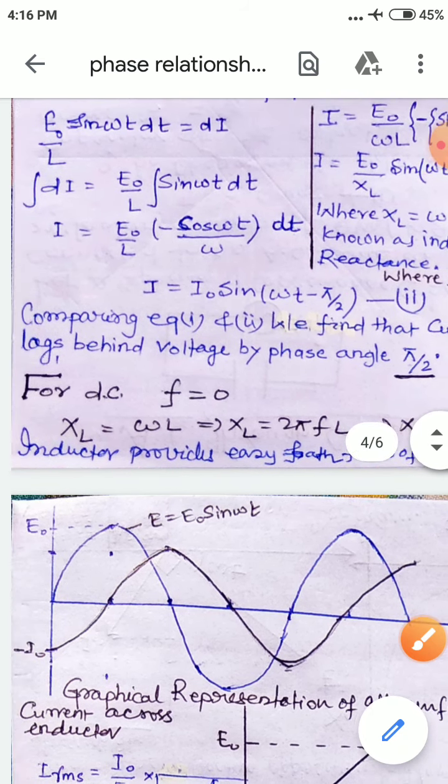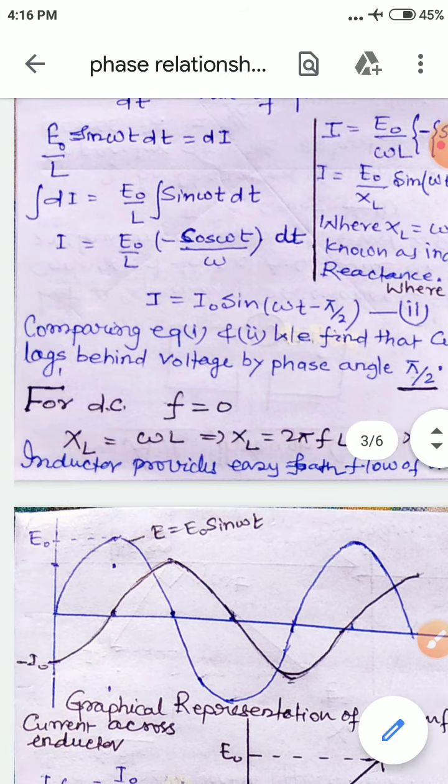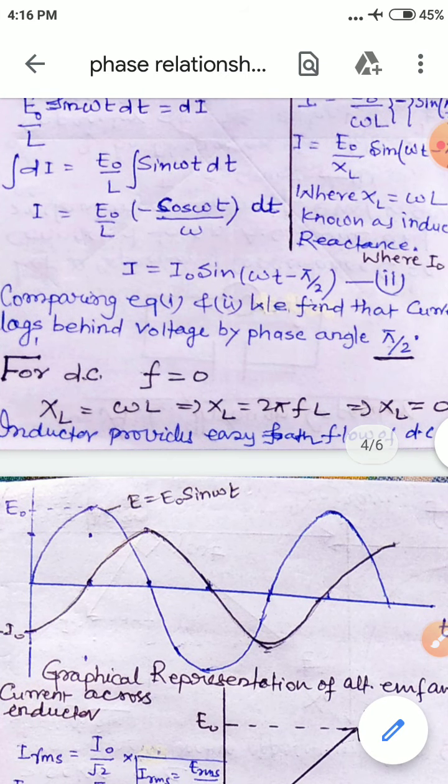Now XL here is omega into L, and omega is 2 pi into frequency. For direct current, frequency is 0, so XL is 0. So the inductor provides an easy path for the flow of DC. DC current can pass through the inductor easily, whereas the inductor offers a resistive path to the flow of AC.